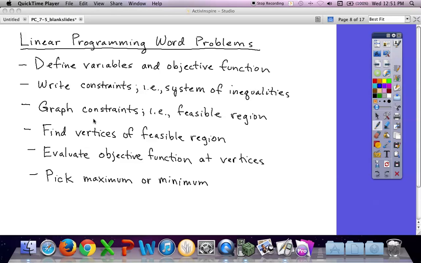We graphed them already. Now we know that's called the feasible region. The graph of a system of inequalities is the feasible region. We know that the vertices of the feasible region are the corner points, and that if there is a maximum or a minimum for the objective function, it has to occur at one of the corner points. So those are the only points that we're going to use to evaluate the objective function.